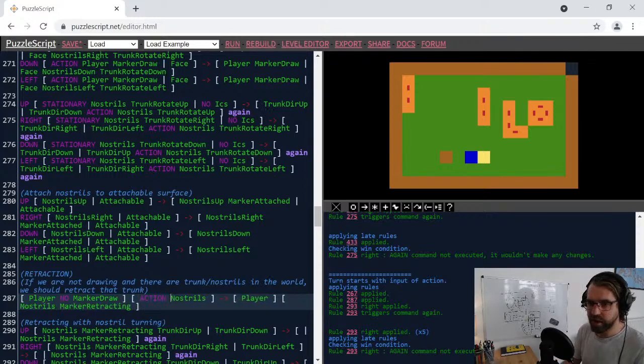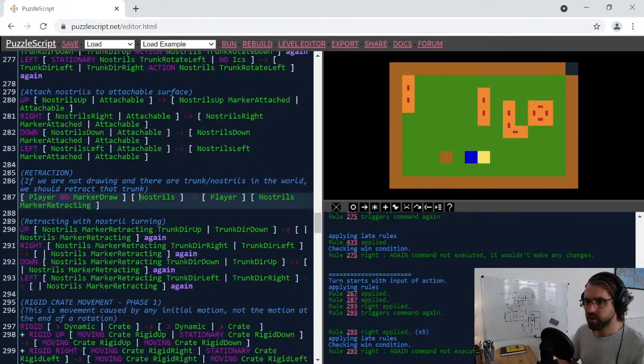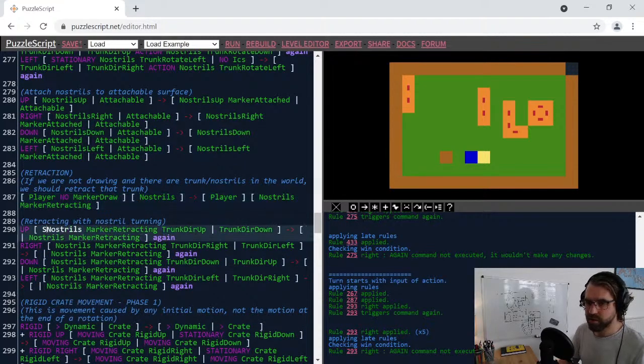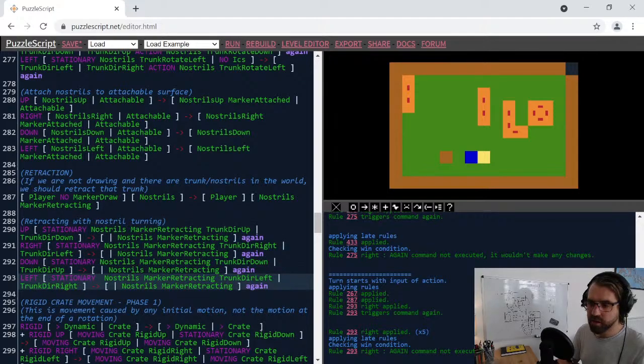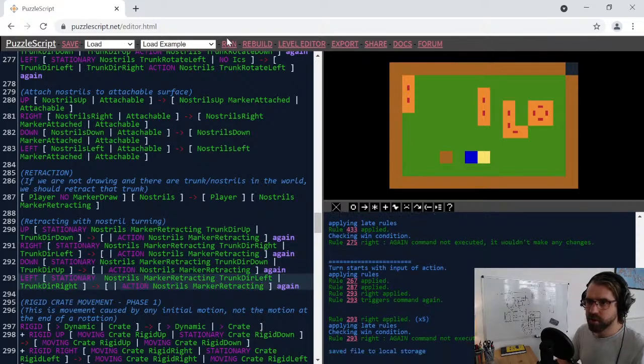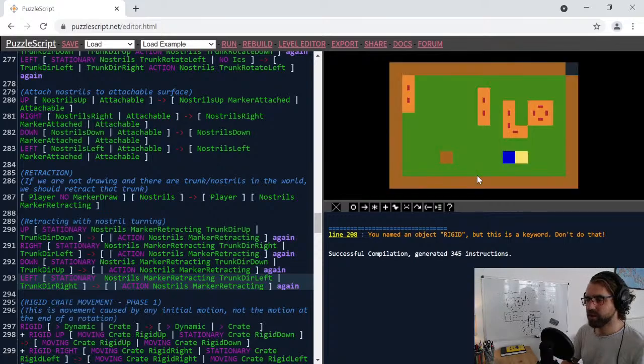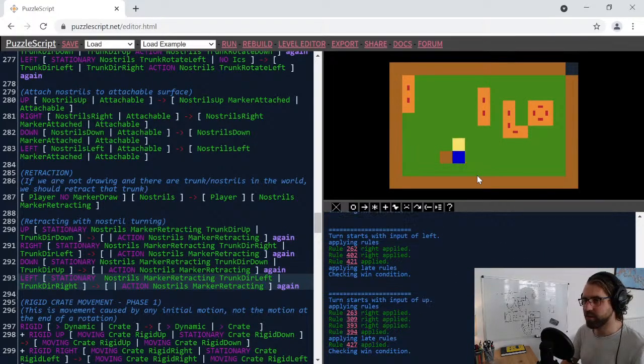So I know at this point they have action on them. No, I don't. But they specifically won't have action on them. So at this point I could just say stationary nostrils, then action nostrils. Oh, such a horrific word. Okay, there we go. Accept the fact it's leaving that behind.